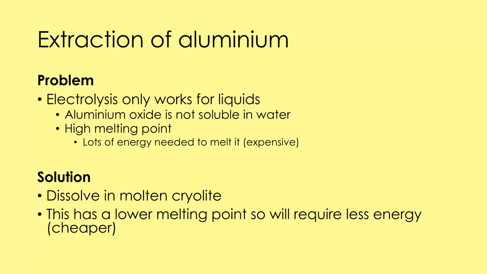The solution to this, if you pardon the pun, is that we dissolve it in molten cryolite. Cryolite is a solid, but we can melt it, and it's got a lower melting point than aluminium oxide, so it doesn't require as much energy, so it's cheaper and better for the environment. Once we've got that melted, we can then dissolve the aluminium oxide in that. So we're using the cryolite as a solvent.